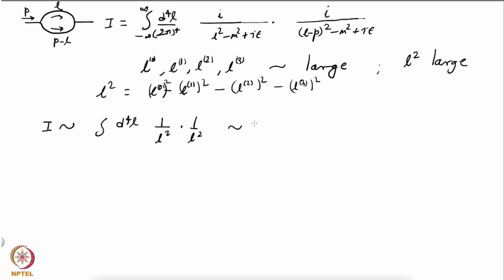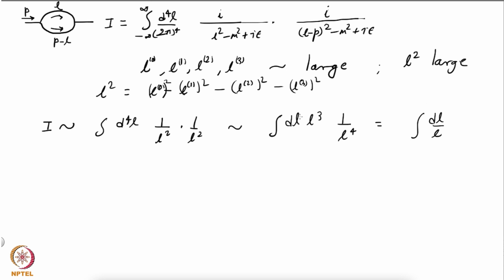Okay, I'm not being very careful right now, but all I'm doing is counting powers of L. So this is d^4L over L^3, okay, that's d^4L, and then you have 1 over L to the power 4, okay, which is dL over L. Okay, and I'm interested in only the upper limit, infinity.